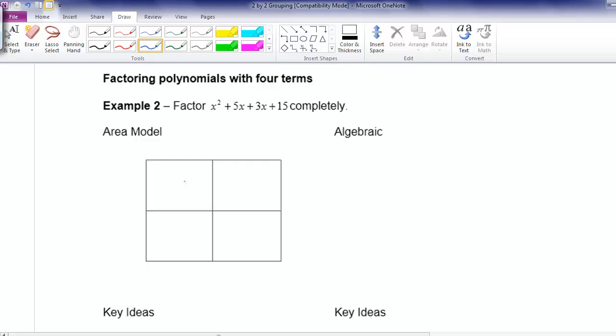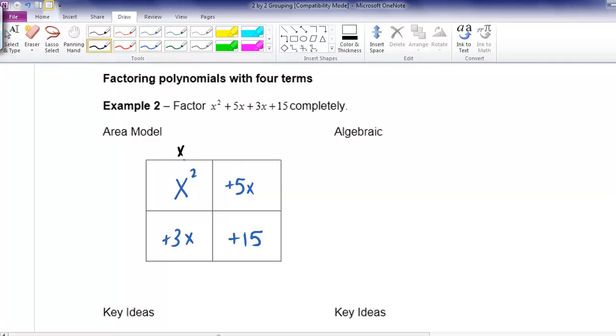So again, the habit I want to get into is putting the x squared term in the top left. I want to put my like terms diagonally across from each other, and whatever the last thing is goes there. In this particular case, it's a number. And all I want to do now is look at this area as a whole in 4 separate little pieces and figure out the dimensions of these 4 separate little rectangles inside.